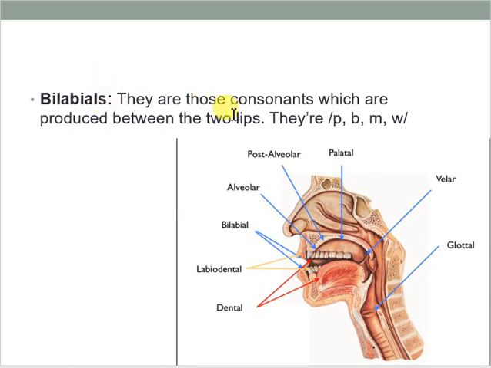They are those consonants which are produced between the two lips. These are the sounds p, b, m, w. These are the sounds that are used using the two lips. You see the two lips, the upper lip and the lower lip. We call it bilabial. Bilabial.